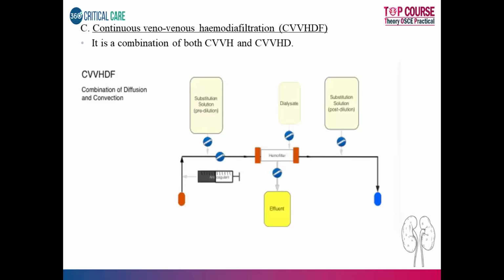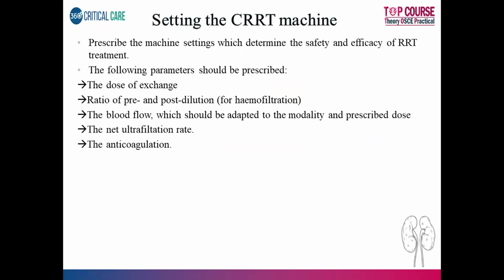Okay. Now coming to the last one, the CVVHDF. So basically it combines both the hemodialysis, that is the diffusion, as well as the hemofiltration, that is the convection. So here you have both. CVVHD has dialysate, CVVH has replacement fluid. So when you combine both, this is the figure that is there. Now these are the different modalities of the CRRT.